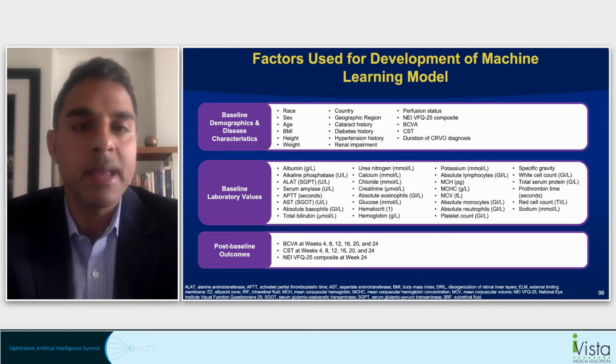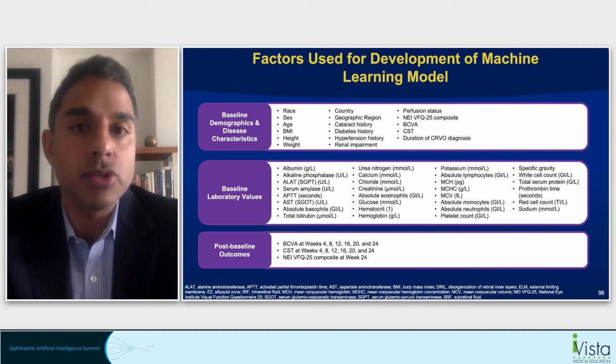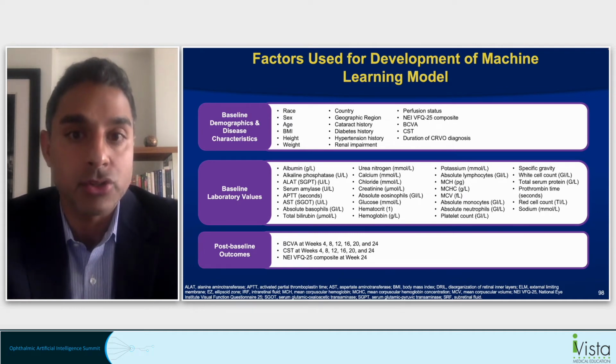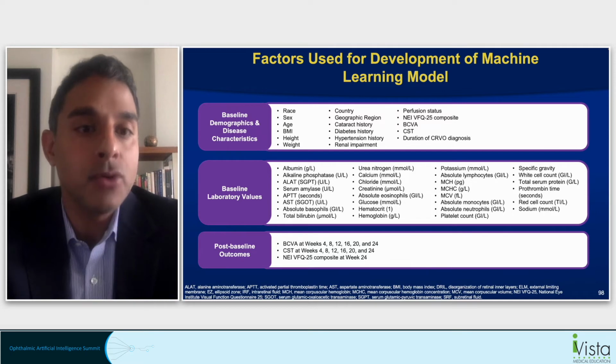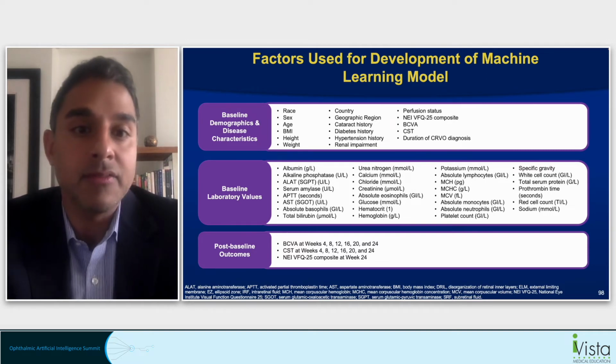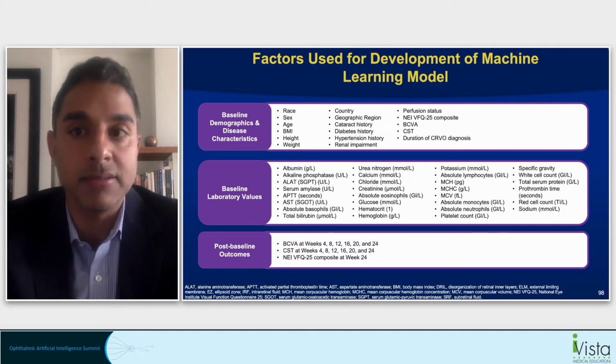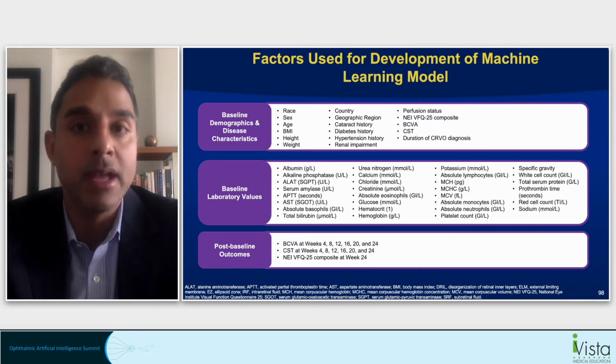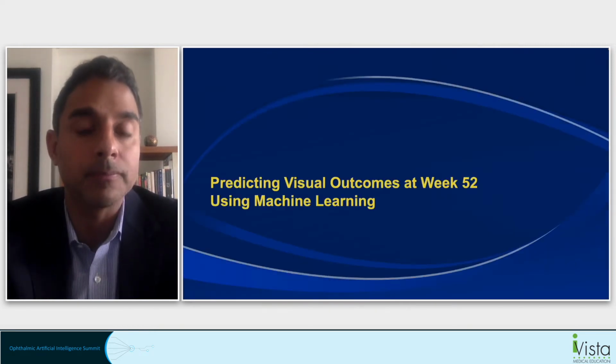And because we didn't want to make any assumptions, and we were also using a small number of patients, we inputted a lot of data: both baseline demographics and disease characteristics that are shown here, a host of baseline laboratory evaluations acquired at the time of the registration clinical trial, and then post-baseline visual acuity at various time points, central subfield thickness at various time points, and the NEI-VFQ scores at week 24, to make all the predictive values for the model.